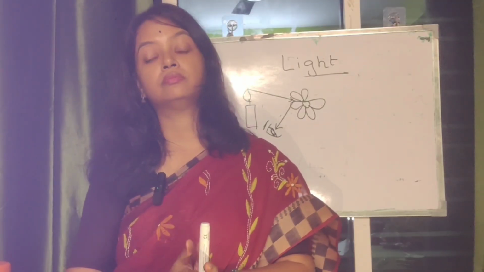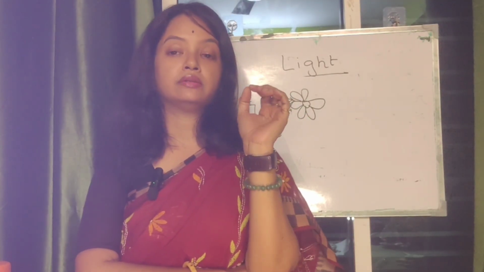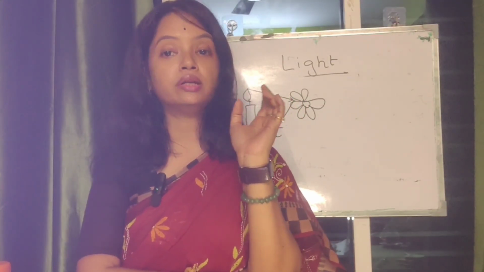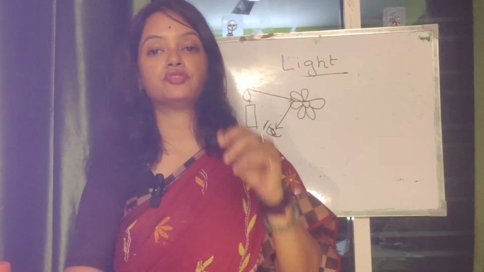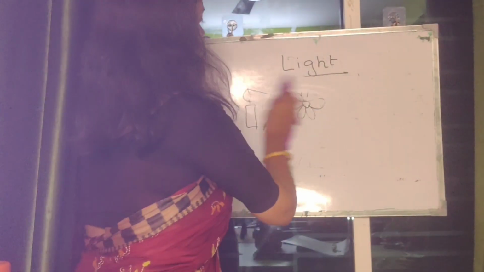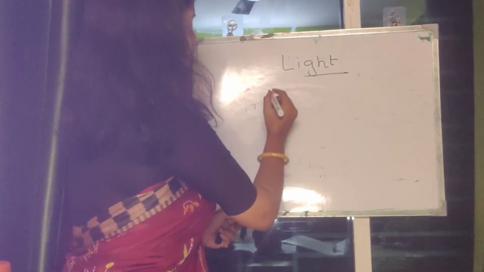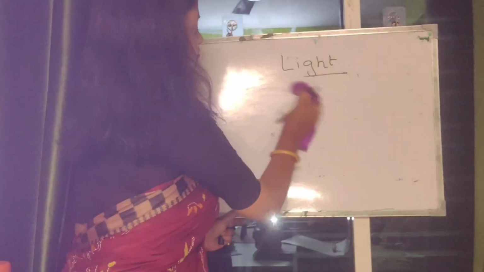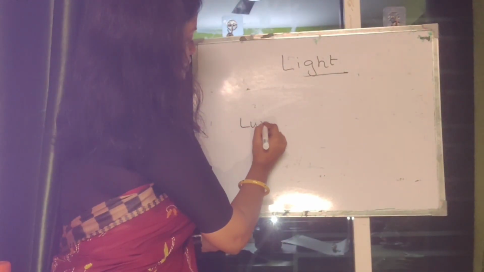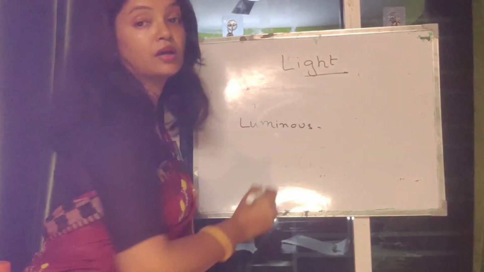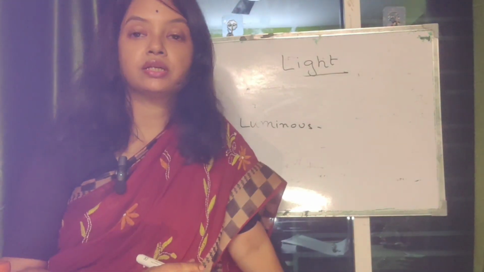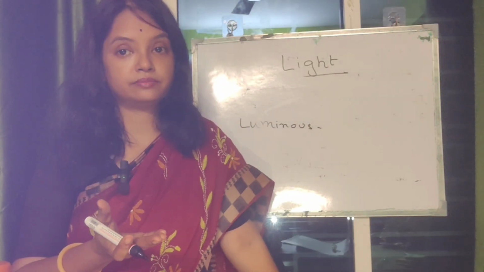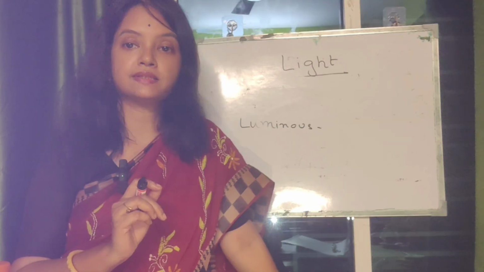Now there are two types of objects depending on the emission of light. One is luminous object, another is non-luminous object. Luminous means the object that can emit light is called a luminous object. Example, the sun. And another one is non-luminous object.